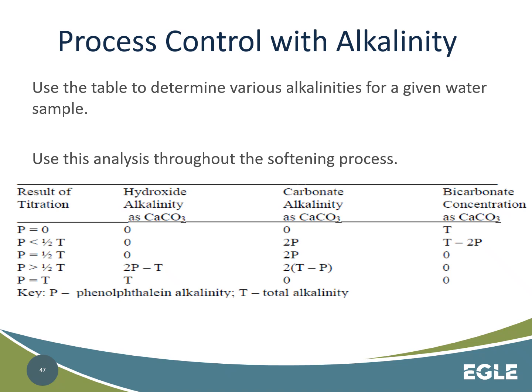How do I turn P alkalinity and total alkalinity into something meaningful that helps me understand where in the softening process I am? Use the results of your titrations and this chart to calculate the types of alkalinity you have. This chart is provided on the certification exams, so you don't need to memorize it.